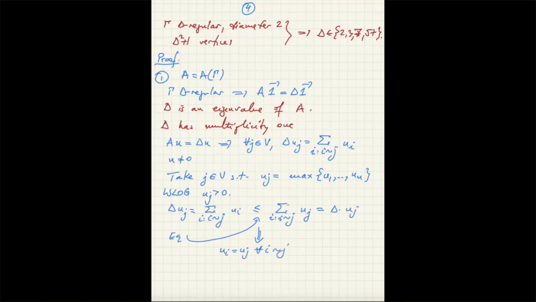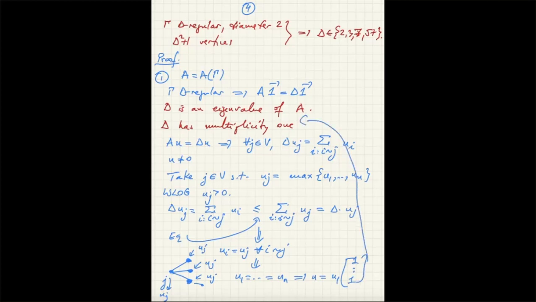So what happens is you have a vertex J with eigenvector entry Uj, and at all of its neighbors, the eigenvector entries are also Uj. Now you can repeat this argument at any of these neighbors. By repeating this argument, you can prove that all the eigenvector entries are equal: U1 equals U2 equals Un. That implies that the vector U is a multiple of the all-one vector. And so that gives us the proof that delta has multiplicity 1. Okay.